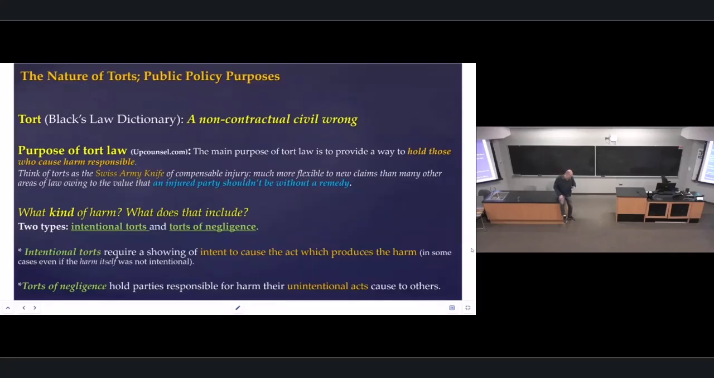What about other wrongs then? Well, any other wrong that doesn't have a contract underlying it would qualify as a tort, because torts, as I say here on the screen under purpose of tort law, has always been, the way I think of it, kind of like the Swiss Army knife of compensable injury. There are lots and lots and lots of different ways without a contract that somebody can do a wrong to you and hurt you.